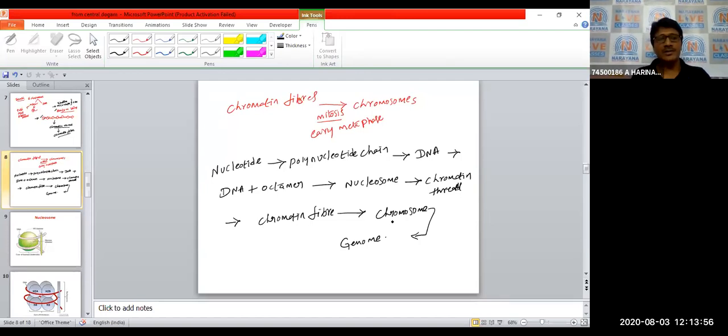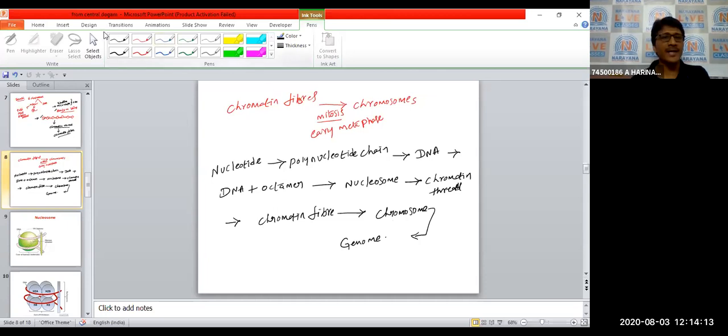So here the variable group is present, that is R. The variable group may be a hydroxyl group, methyl, or hydroxymethyl. Based on that, there are 20 different amino acids.